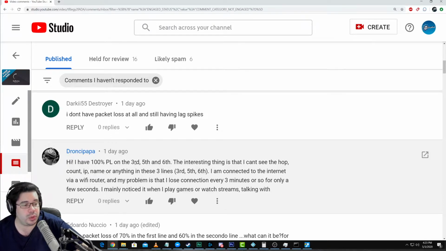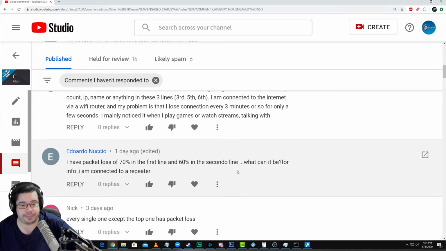I have packet loss on the 3rd, 5th, and 6th. The third jump is usually the jump between your modem and the ISP. That's typically an ISP problem. It's annoying, but you're going to have to deal with it through them. There's not much you can do to fix it.